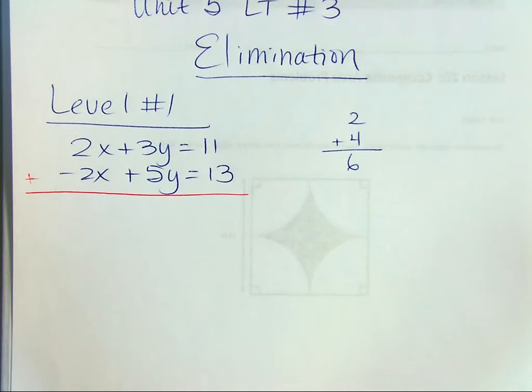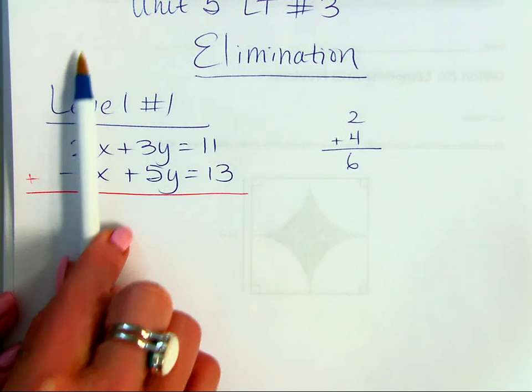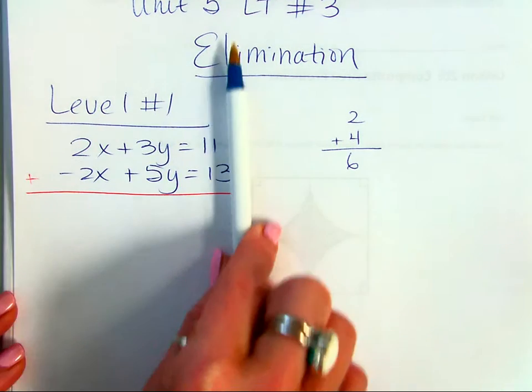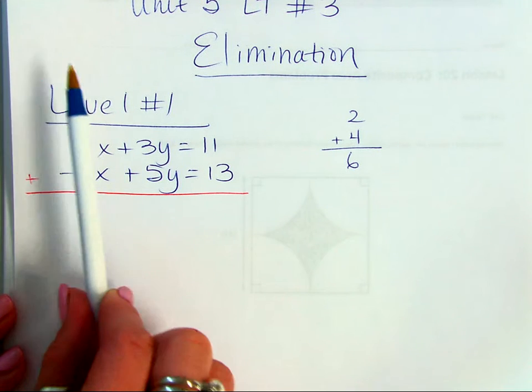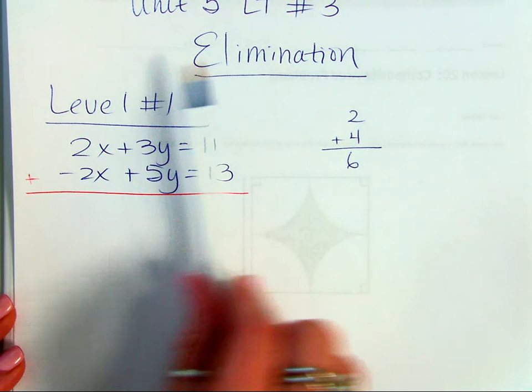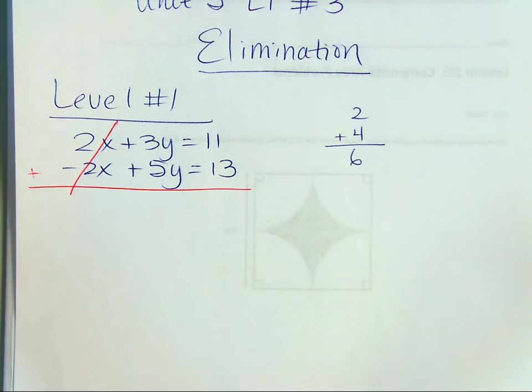So the first step that's most important with elimination is that they're both in standard form, right? Meaning 2x plus 3y. So you have your x's lined up, your y's lined up, and your constants lined up. And you can add your like terms. You add these two x's, you can add these two y's, and add these two constants. And when I go to add my two x's, what happens? They disappear. They cancel each other out. A positive 2x and a negative 2x are gone.